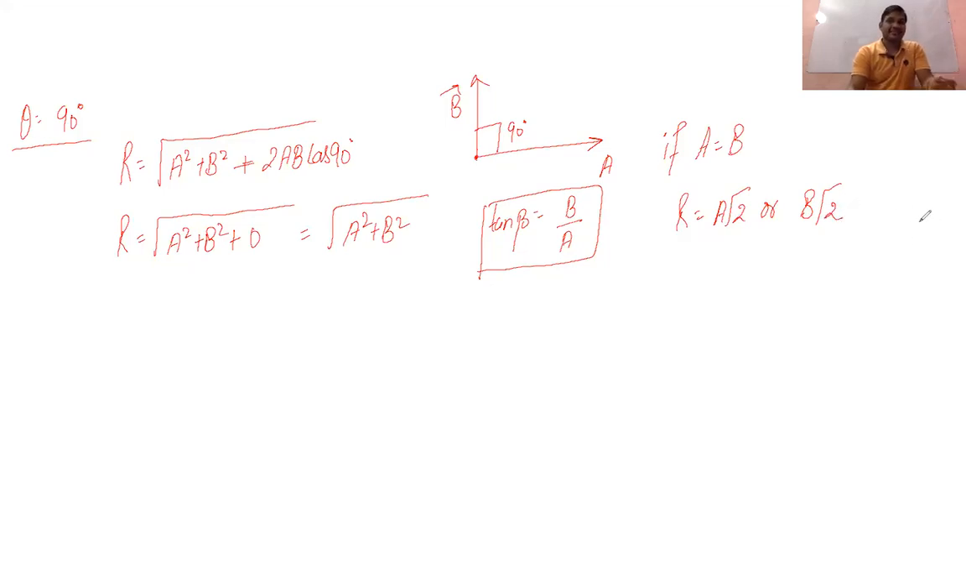In that case, we have already discussed that if there are two equal vectors acting at a certain angle, then their resultant will be the angle bisector. So if this is your A, and this is once again A, the resultant will go from here, and this angle beta will be 45 degrees. This resultant is basically A root 2. Is it clear or not?